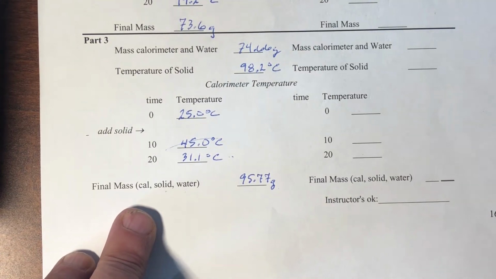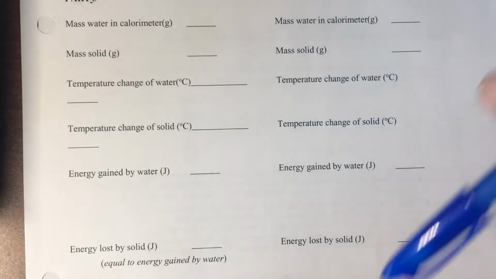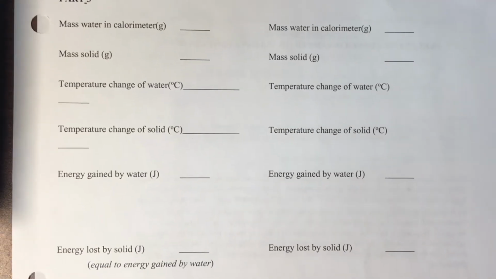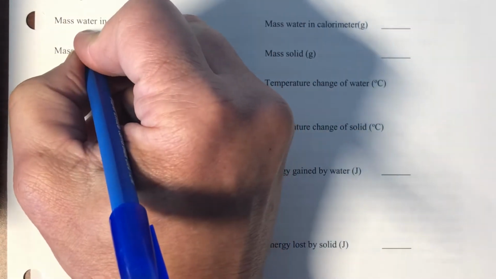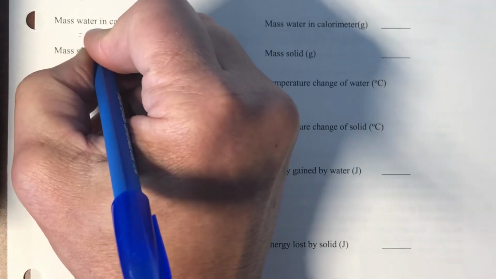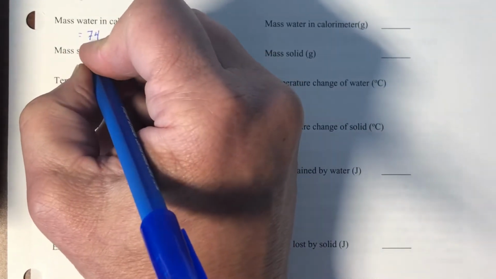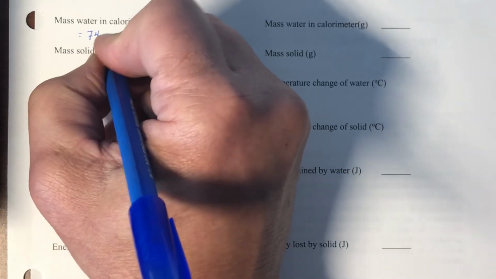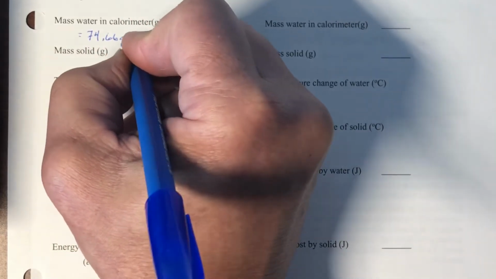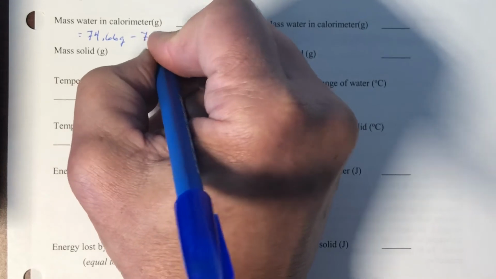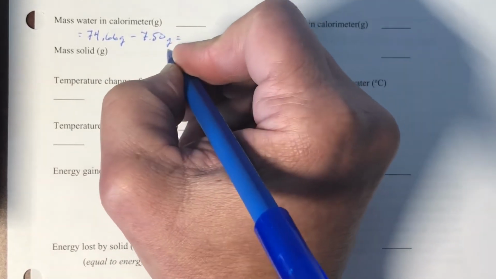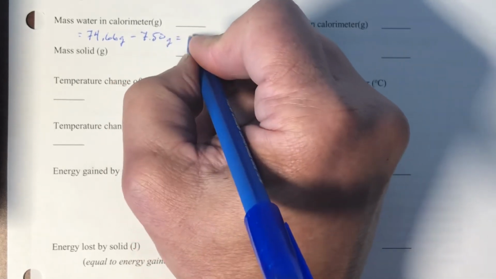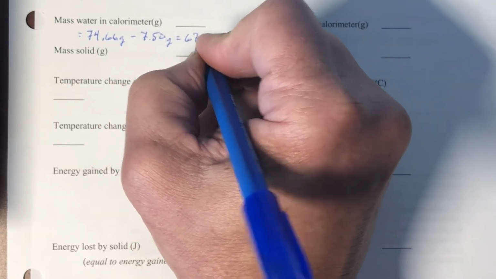Part 3. The mass of water in the calorimeter is found exactly as we found it before. We had the calorimeter with the water, 74.66, minus our 7.5 gram calorimeter. And so the water that we put in there is the difference, or 67.16 grams.